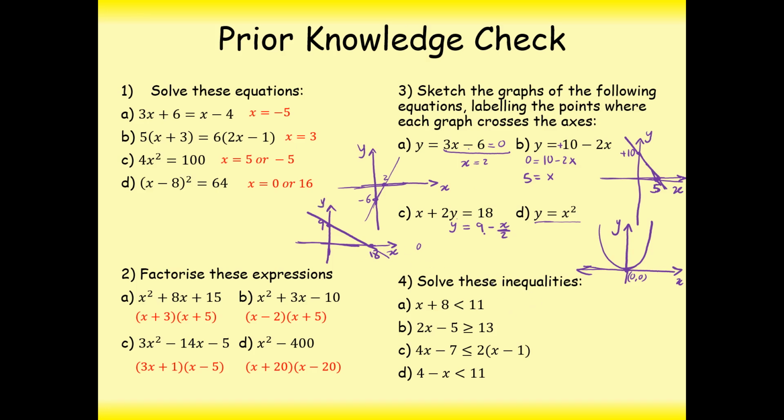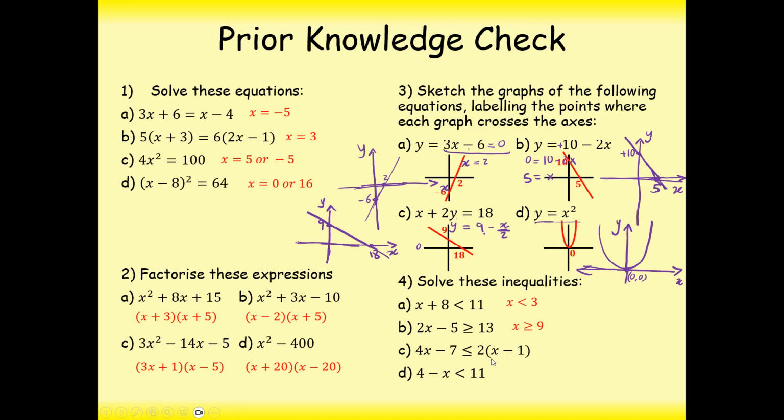To solve the inequalities in question 4, you solve them like an equation. Here, to get x alone on one side of the inequality sign, you subtract 8 from both sides. So you end up with 11 minus 8, which is 3. So x is less than 3. Then for the next question, let me plot these. For the next question, you add 5 and divide by 2. 18 divided by 2 is 9. So x will always be greater than or equal to 9.